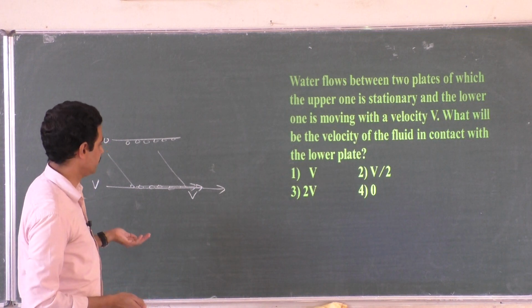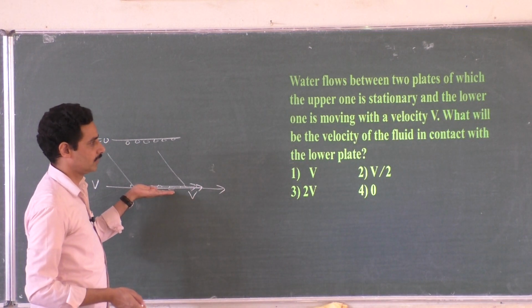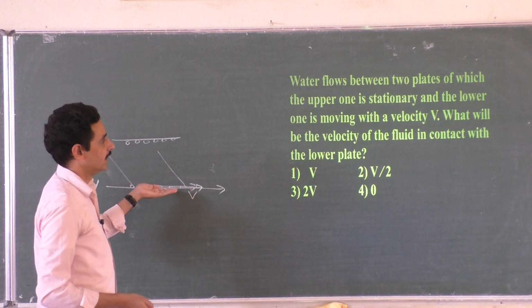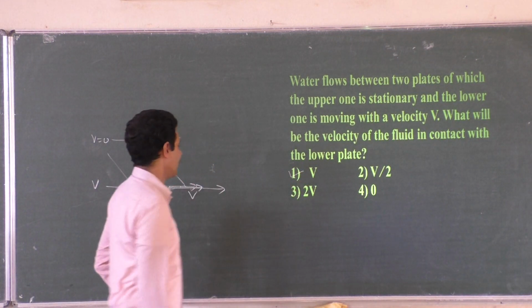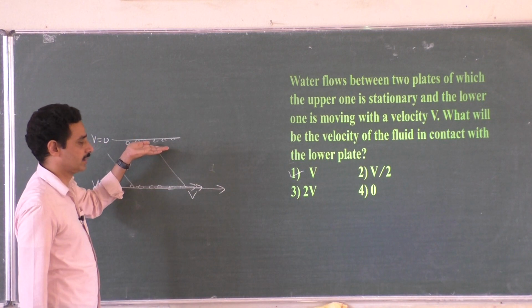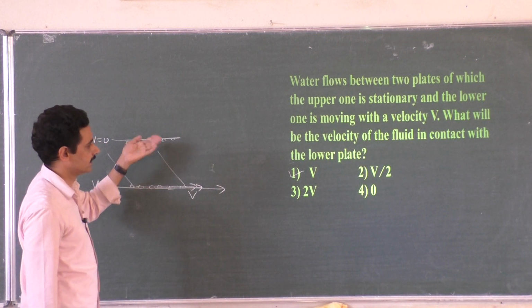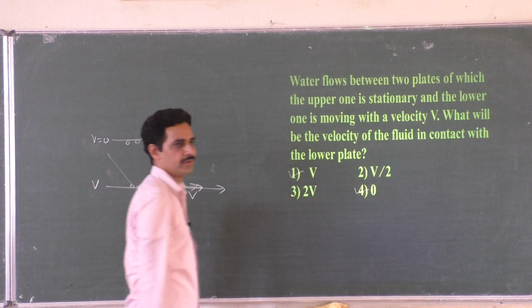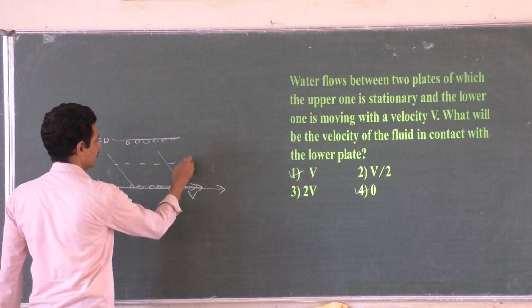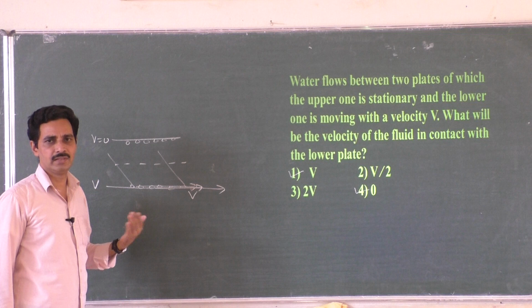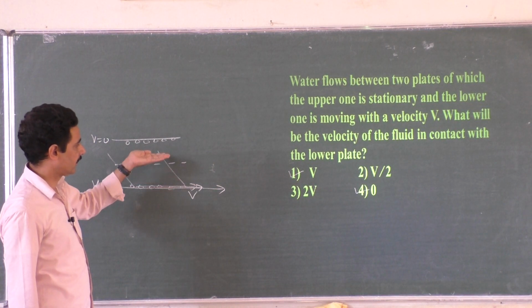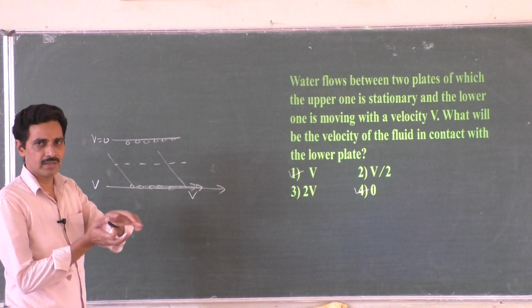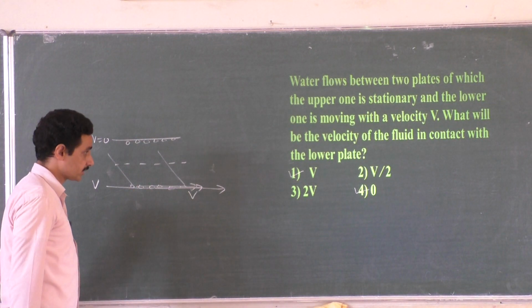So if you are asked to find the velocity of the liquid in contact with the lower plate moving with the velocity v, it is v. And if you are asked for the velocity of the liquid at the upper plate, it is 0 because it is not moving at all. What about the velocity somewhere in between? It is changing with the distance, right? As you move farther away from the moving plate, velocity will be lesser and lesser because of the frictional force.